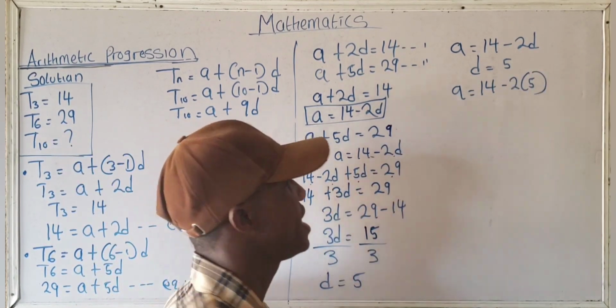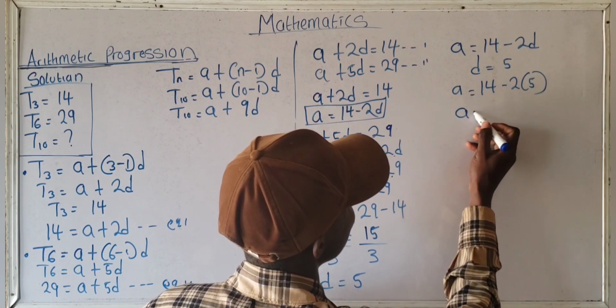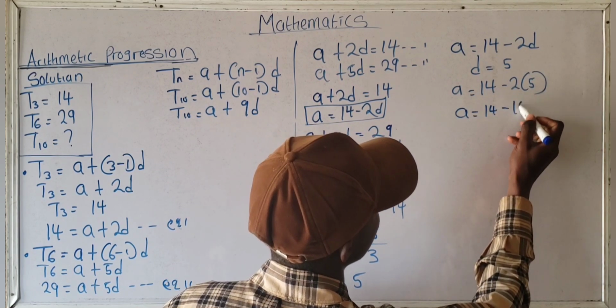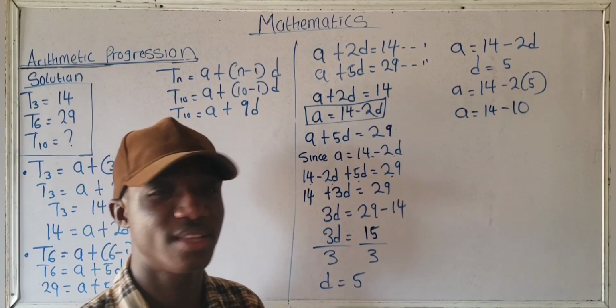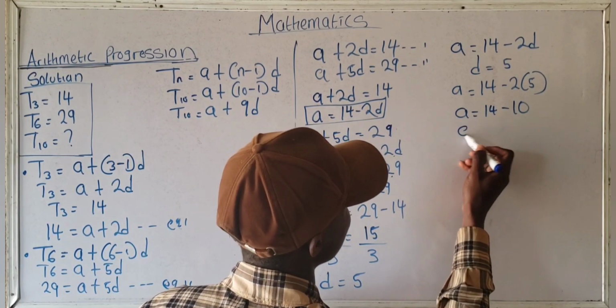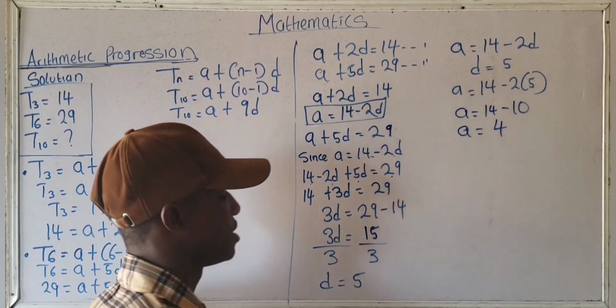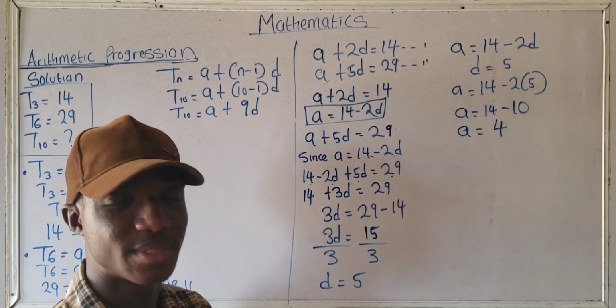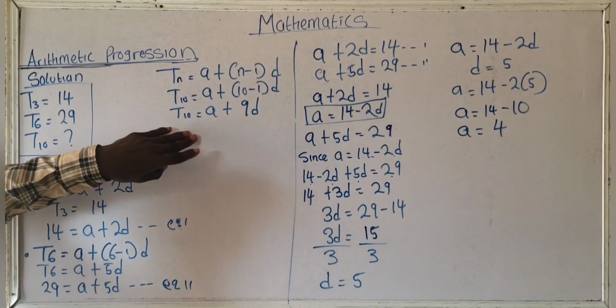So here, this is not 9, it is A. A equals 14 minus 10, because negative 2 multiplied by 5 will give us negative 10. So here I'm going to have A equals 4. So the value of A and D is 4 and 5 respectively.